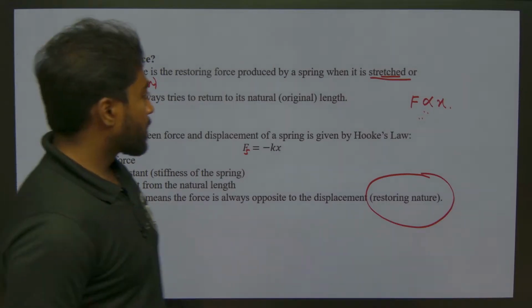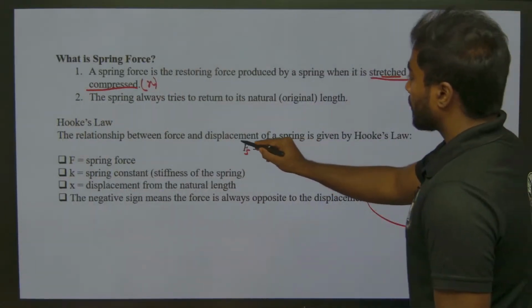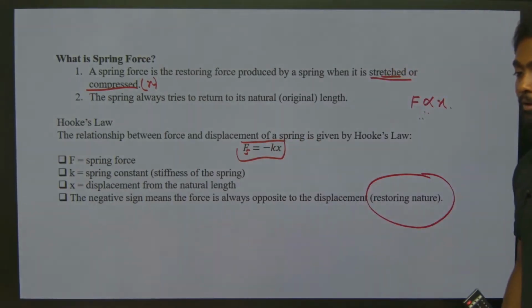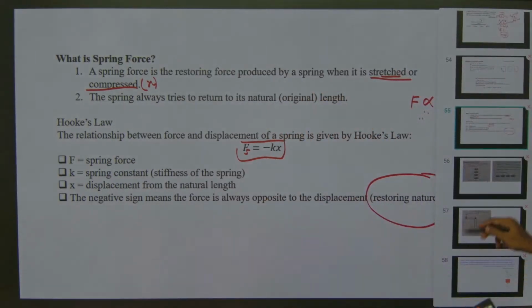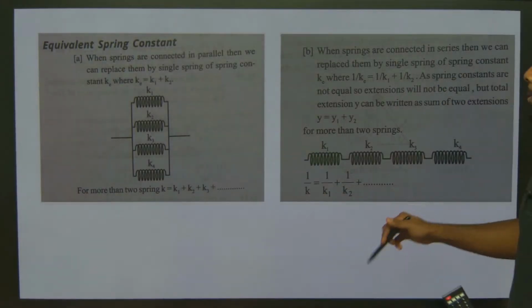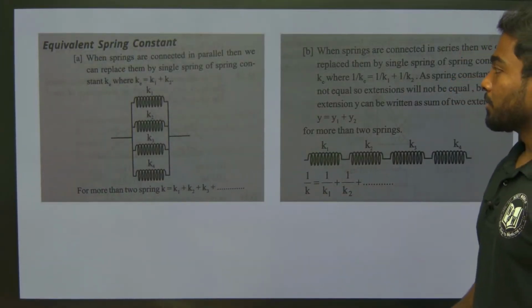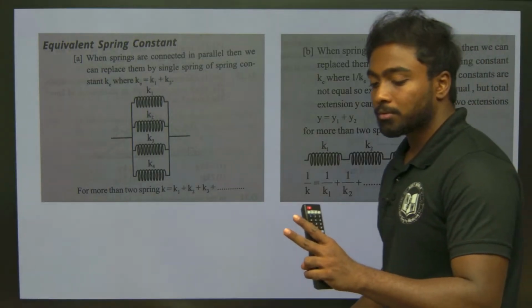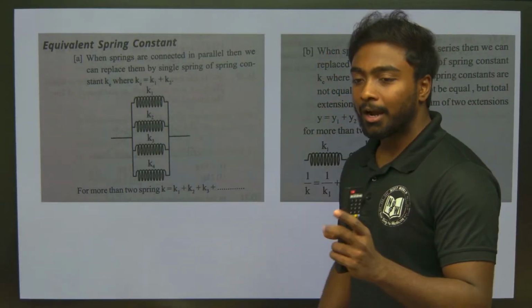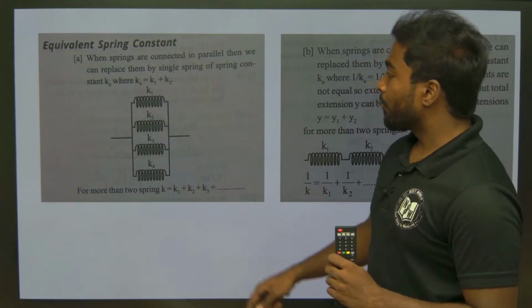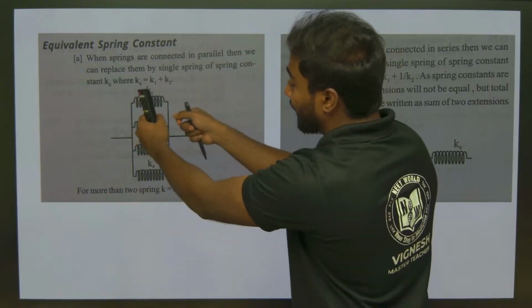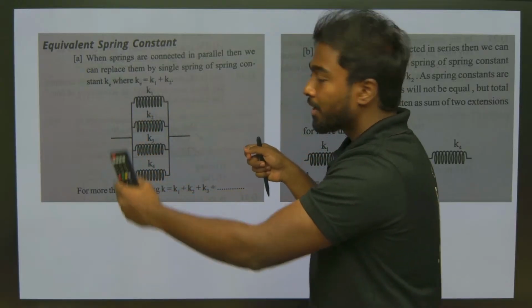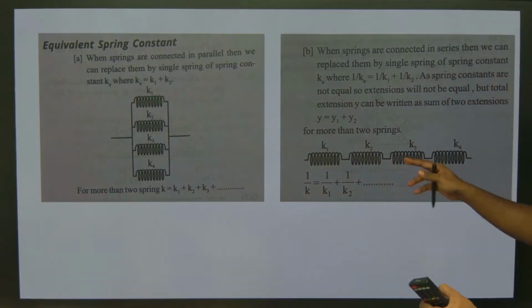Okay. So keep this formula in a box. Spring force is minus kx, where x is the stretched length or compressed length. The next one is equivalent spring constant. We are talking about two types: one is parallel connection and one is series connection. When they are in parallel connection, if I apply a force to stretch, everything will be equally stretched. When I apply it in a series condition, it will change.